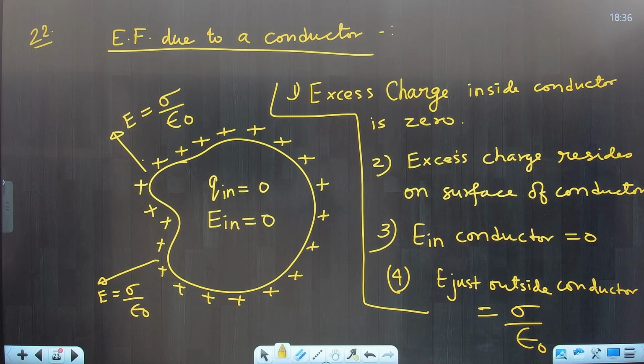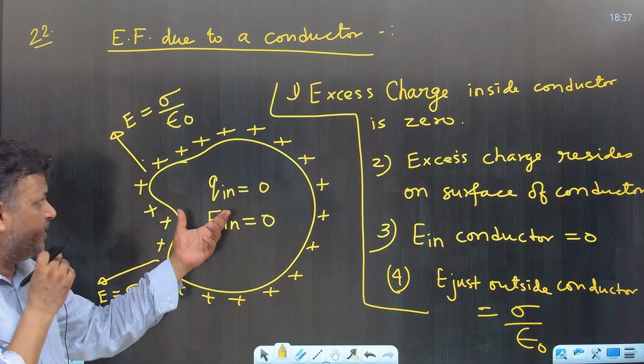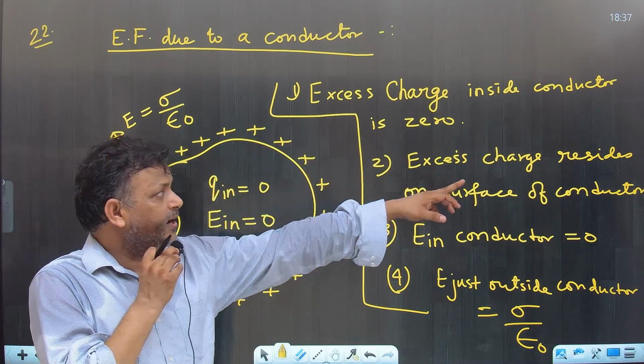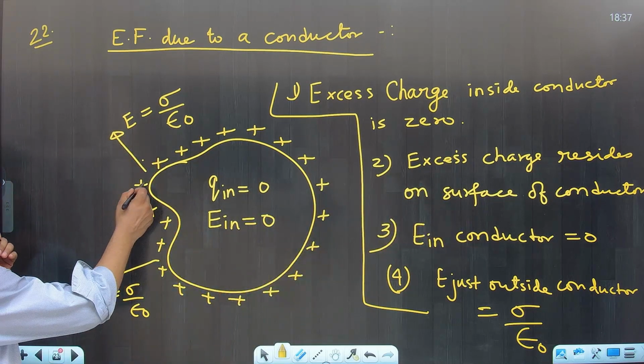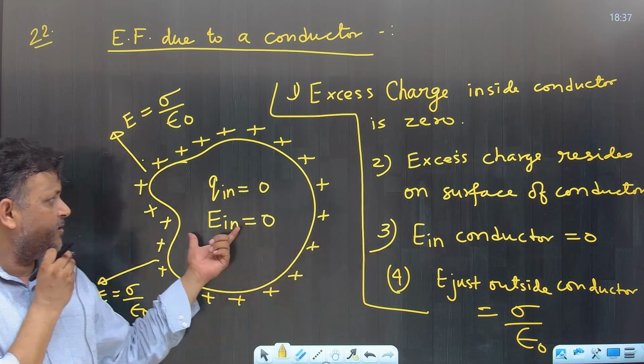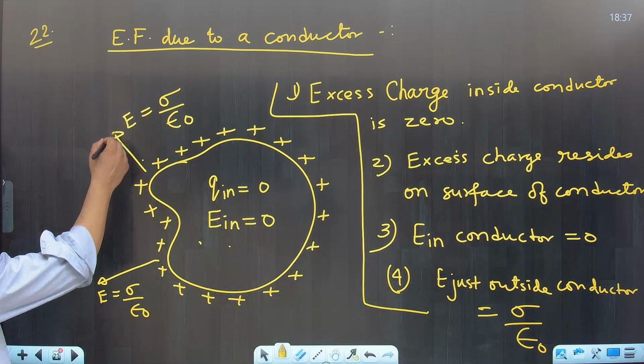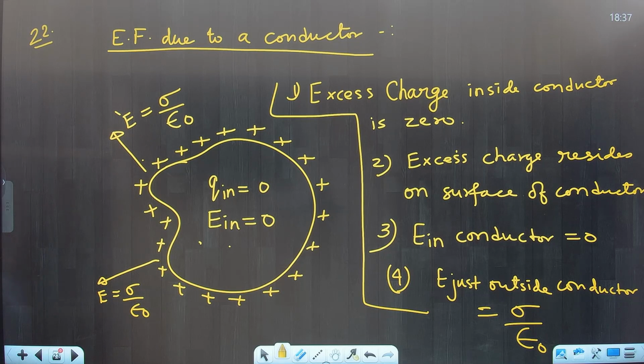Now we will come to electric field due to a conductor. It is a very important property, right, that there are some properties. Excess charge inside a conductor is 0. There is no charge inside. Excess charge resides on the surface of the conductor. See, excess charge has appeared at the surface of the conductor. Third, electric field inside a conductor is 0. And fourth, electric field just outside the conductor is sigma by epsilon. I have discussed this earlier also. So these are 4 very important points for the conductor.